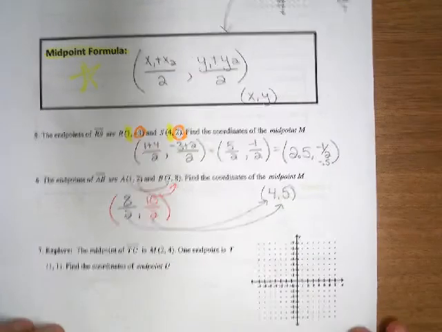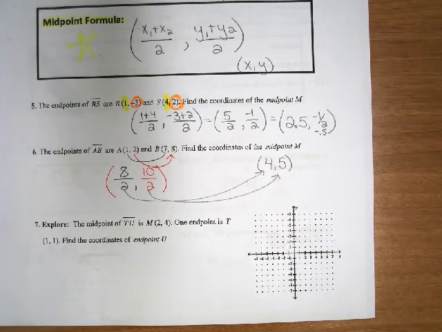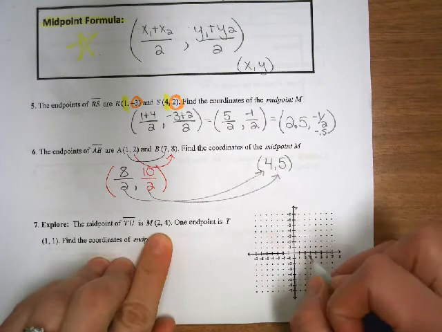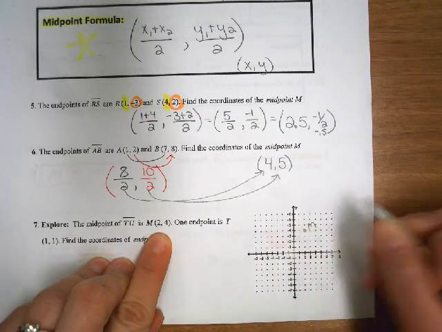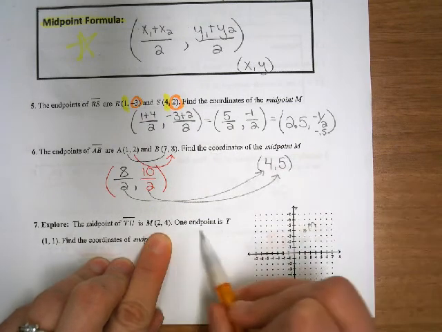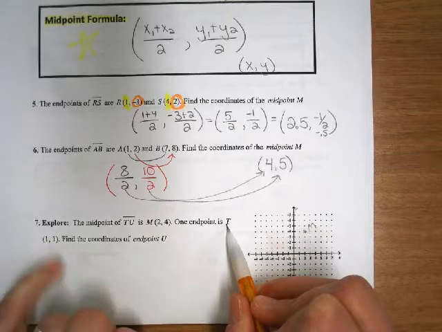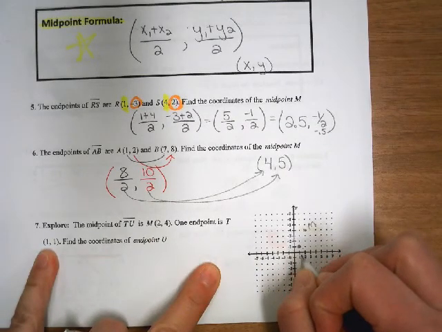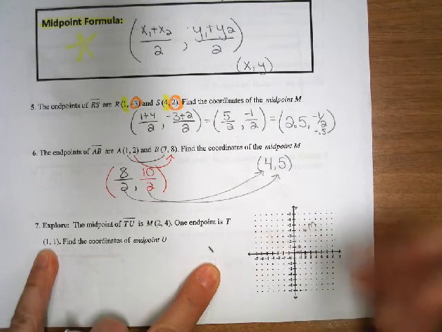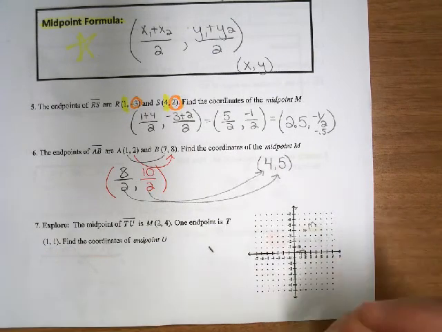Okay? All right. Now we're going to make it a little harder. Sometimes when you feel like, oh, I'm doing good, I got this, they add a twist to it. So let's go ahead and graph this. Okay, so we have M is 2, 4. Now notice that's the midpoint. One endpoint is T, which is 1, 1. So this is T.